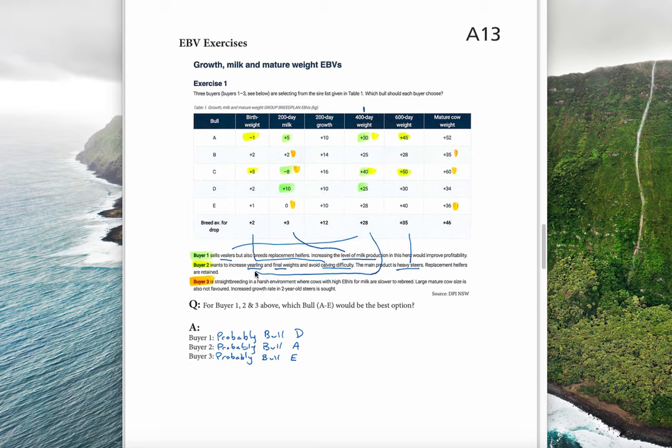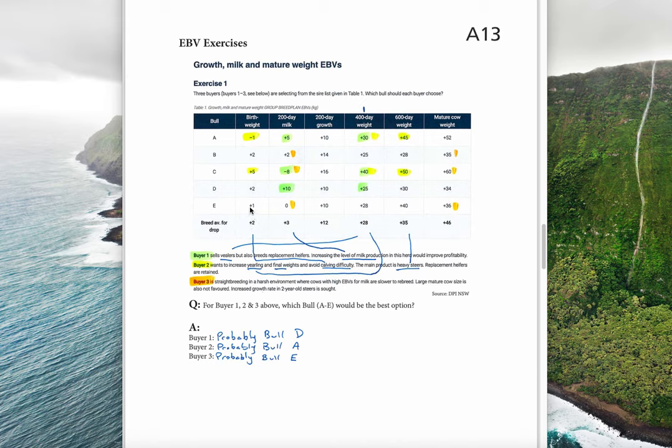Buyer 2 wants to increase yielding and final weights and avoid calving difficulty, and the main product is heavy steers. Heavy steers are going to be around 600 day weight, or 2 years and above. So let's have a look at calving difficulty and heavy steers for this farmer. Calving difficulty is going to happen when you have a high plus value of the birth weight.